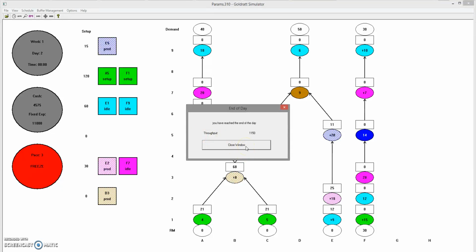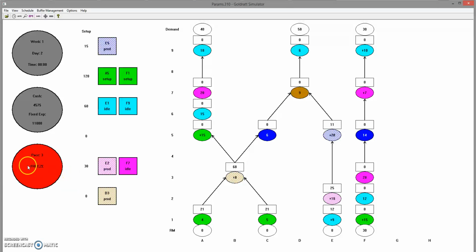And now let's go ahead and get into day 2. So close the window and then click on the red. So it's going to start producing now. Okay, so we have built some amount of buffer here. I'm going to let it go up till maybe 15 and then move the blue to here so that we can start getting some buffers here as well.